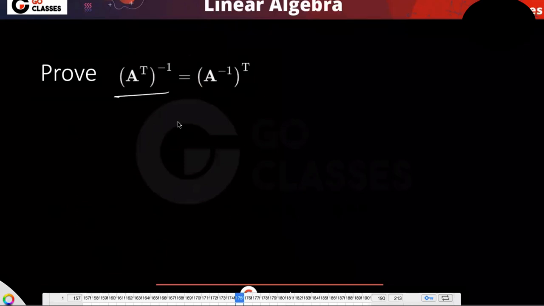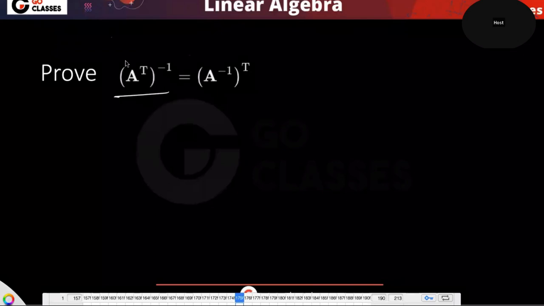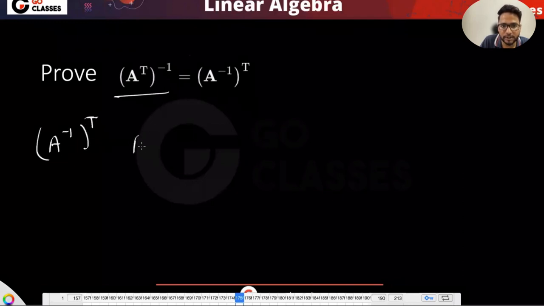Okay. Now, suppose I want to prove this. Can anyone tell me how to go about proving it? So I want to prove that A transpose inverse is equal to this. Maybe let me say that it is A inverse transpose into A transpose, left or right, does not matter. You can multiply anywhere, equal to identity.